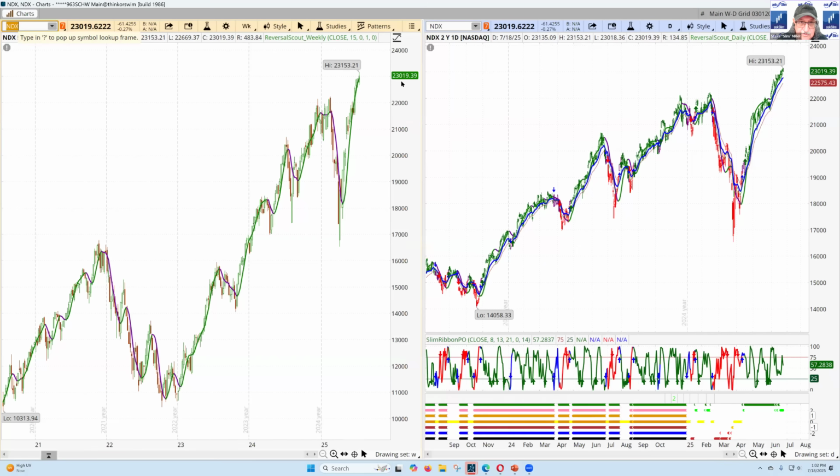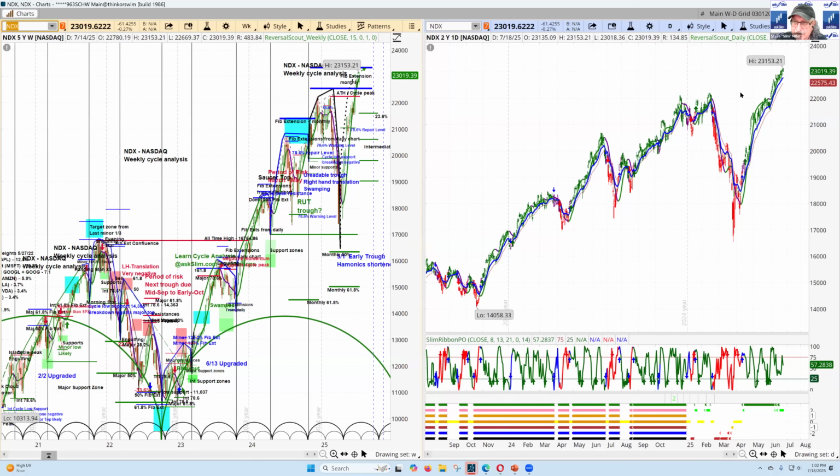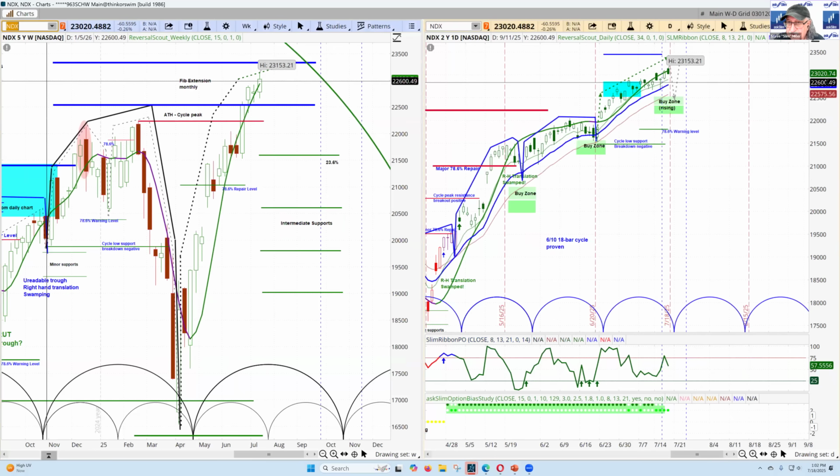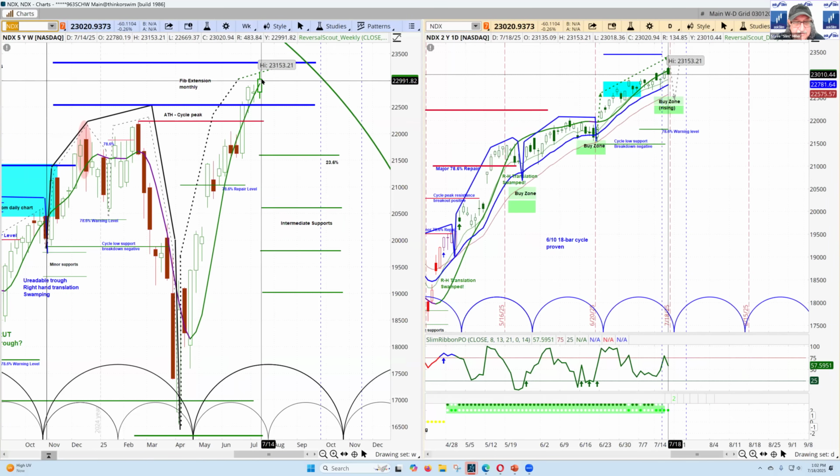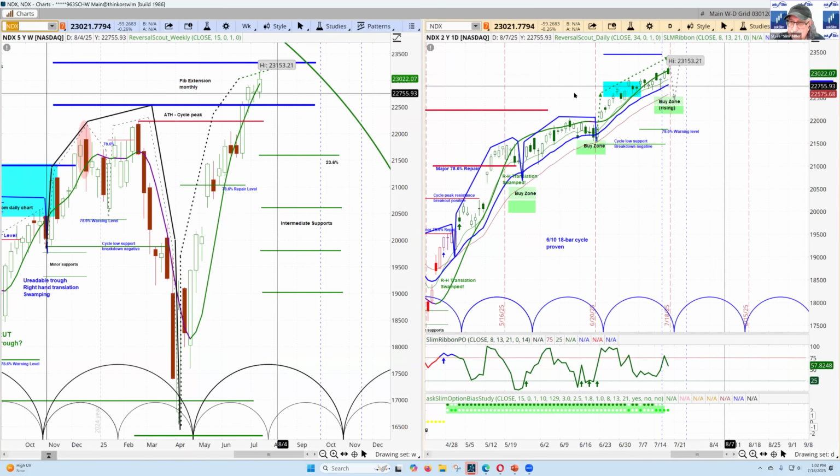Let's take a quick look at the NASDAQ, and I'm not going to go through that kind of detail, but you can see in here looking at the NASDAQ, it is very much the same right over there. Now, the NASDAQ has been stronger than the other indexes.